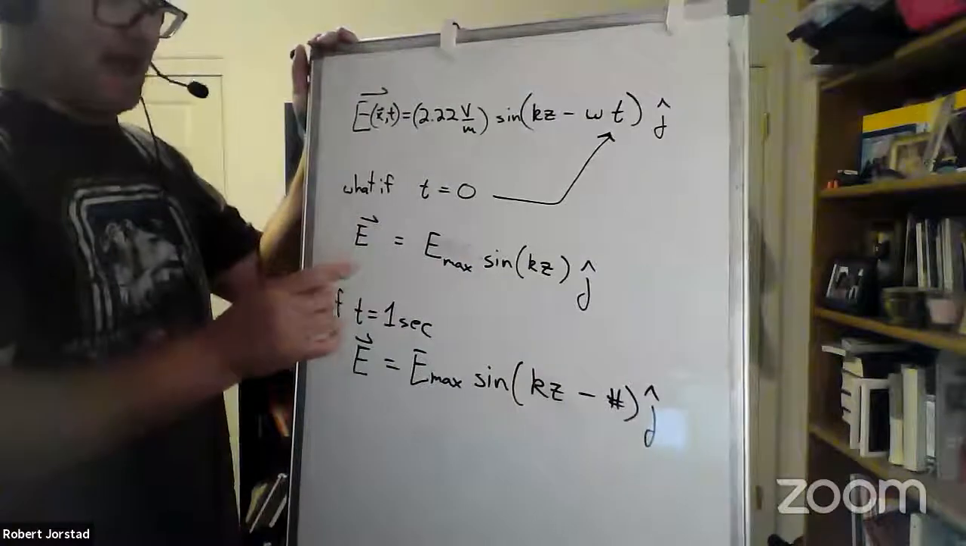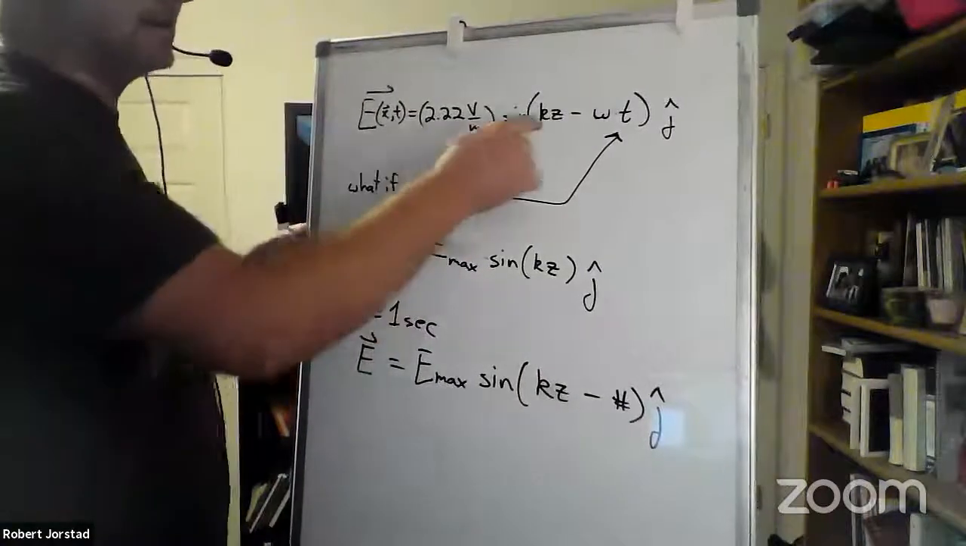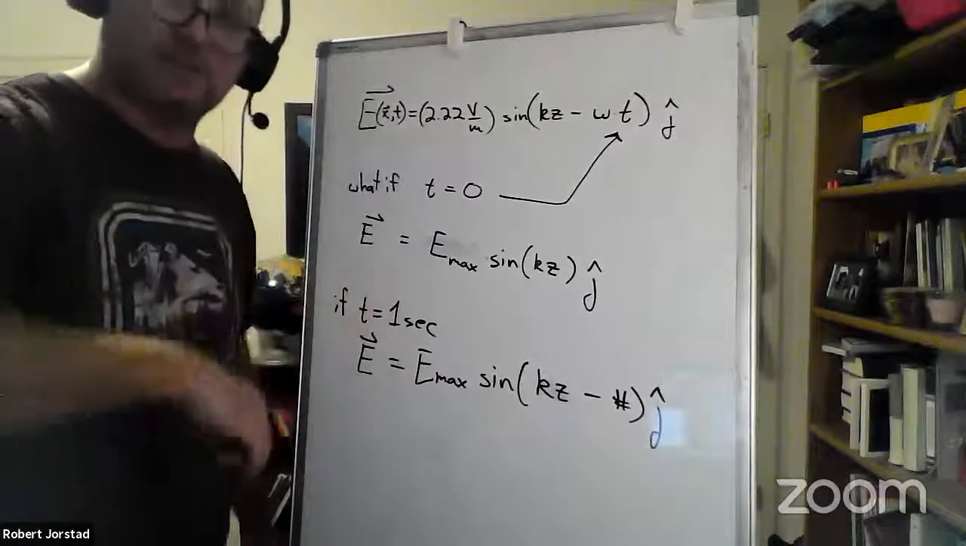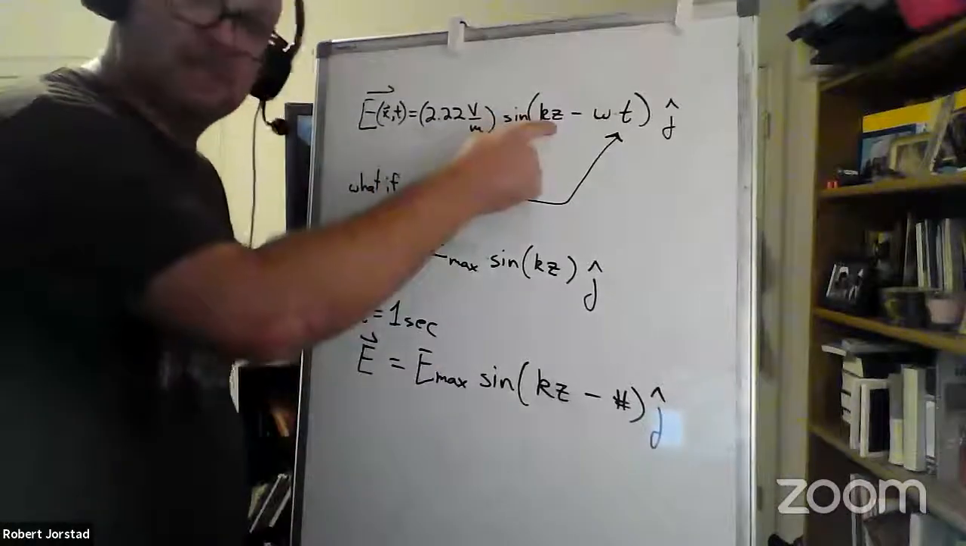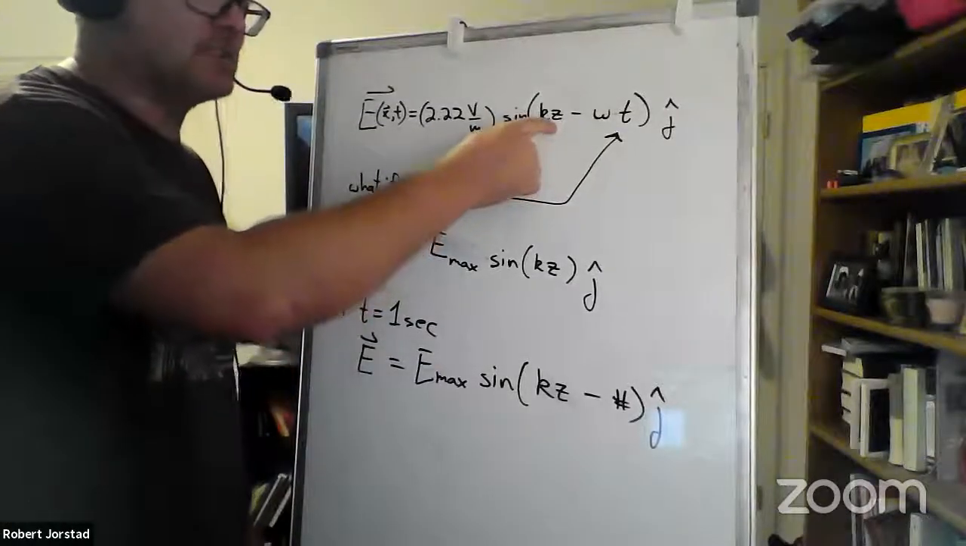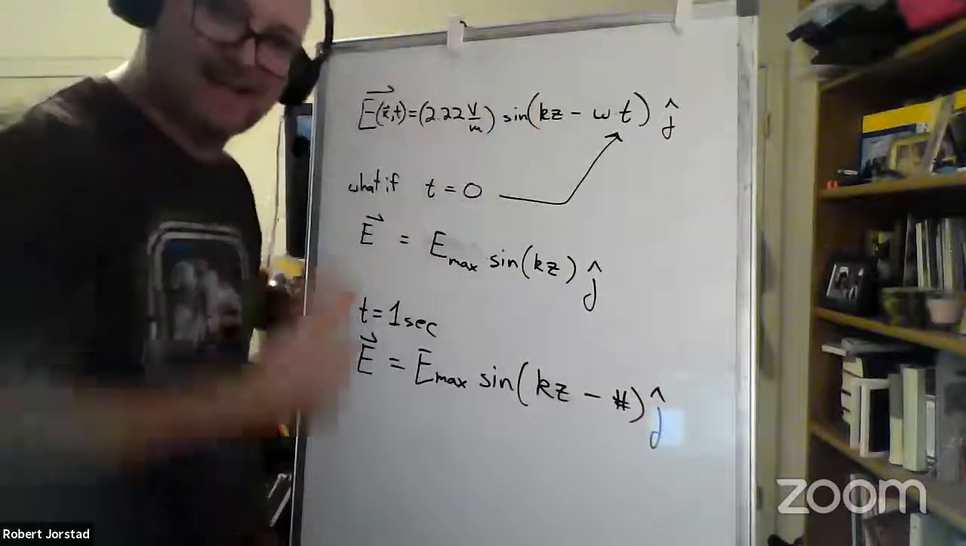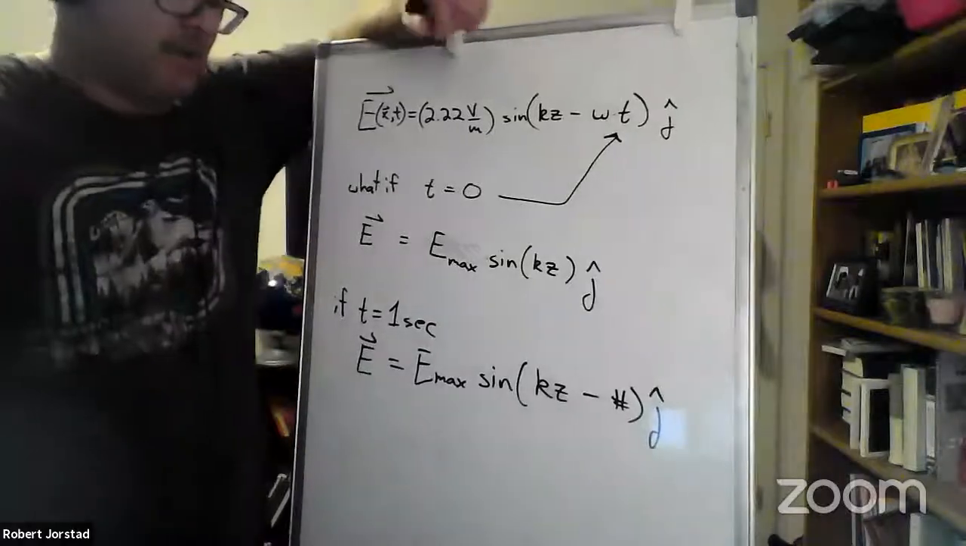If you set Z to some number, you could look at the wave as it travels throughout time. So at one particular location, you could also see how the electric field is oscillating at that one spot over time. Is this helping at all, Nick, or is this making it worse? No, it's helping. I don't have a full grasp on it yet, but it's helping.